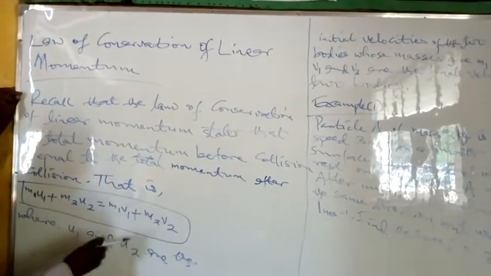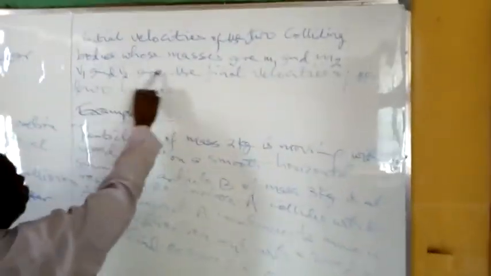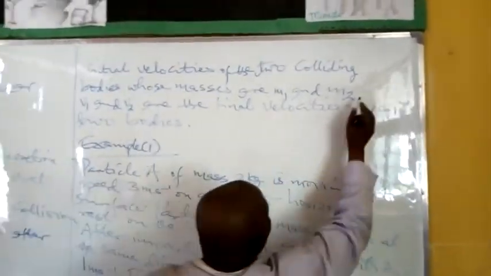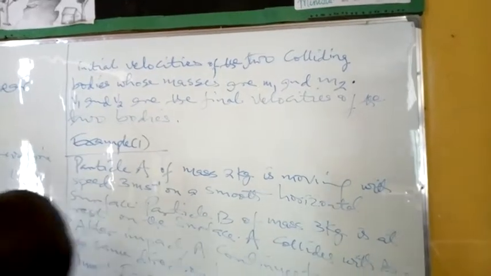where u1 and u2 are the initial velocities of the two colliding bodies, whose masses are m1 and m2. v1, v2 are the final velocities of the two bodies.